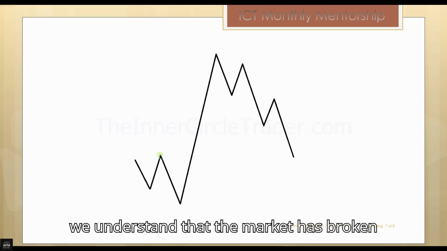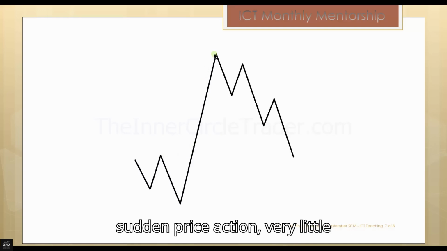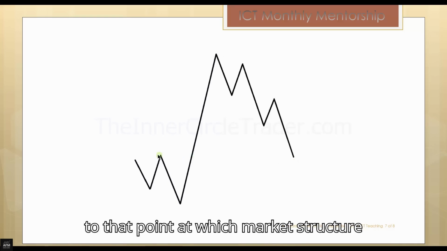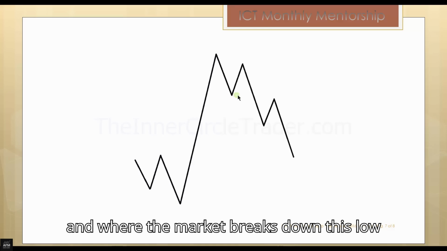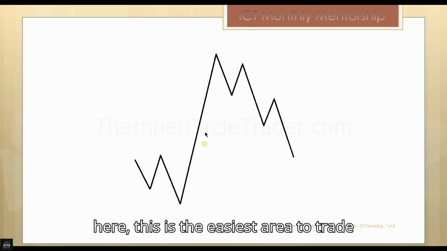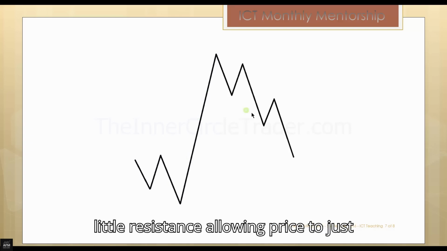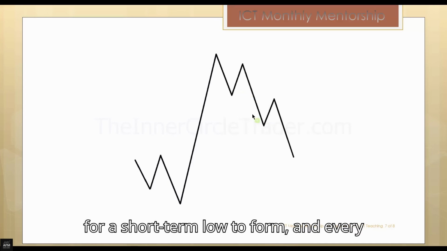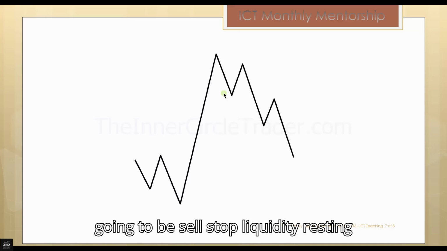But we understand that the market has broken an old high here and had real quick sudden price action, very little retracements. So we have very little resistance on the downside getting back to that point at which market structure broke. So between this point here and where the market breaks down this low here, this is the easiest area to trade in price action because you have very little resistance allowing price to just cut through all that. But you're waiting for a short-term low to form, and every time a short-term low forms, there's going to be sell stop liquidity resting below those lows.